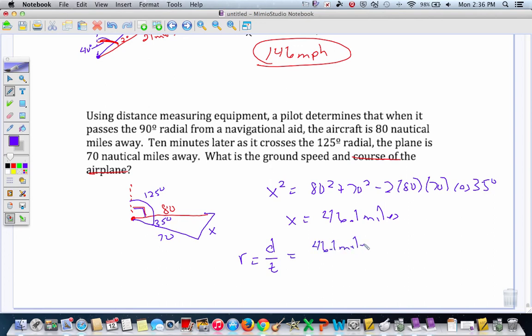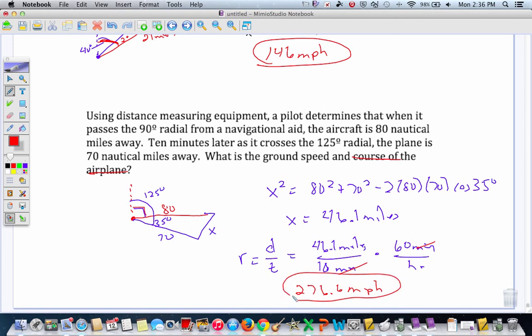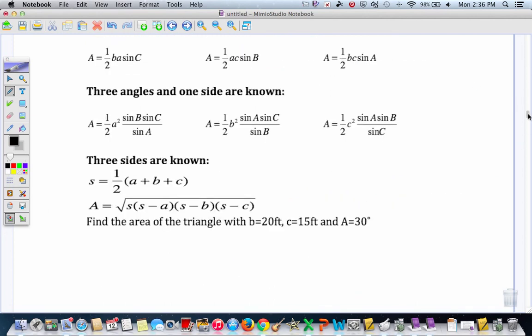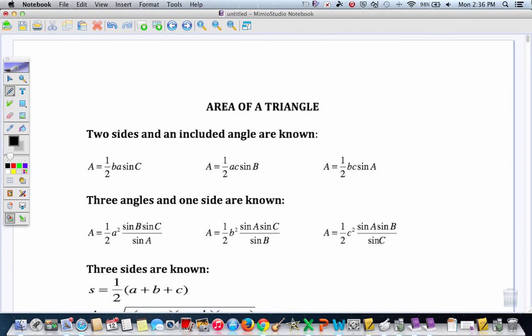We're trying to find our rate. I'm going to put that back up here again. We've all seen this equation before. Distance over time. We have 46.1 miles as our distance. 10 minutes is our time. And much like our last one, let's make it more meaningful, making it miles per hour by converting our minutes over to hours. There's my unit conversion. Minutes cancel. And our rate is going to be about 276.6 miles per hour. So this airplane is going substantially faster than our last one.